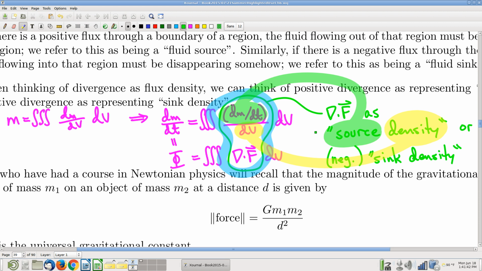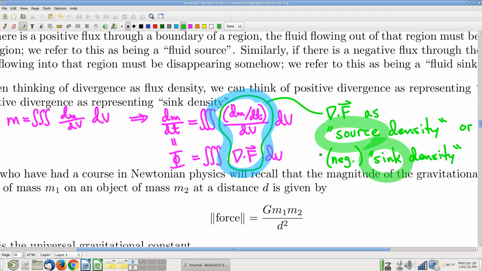So this is another term that you'll hear a lot: people will talk about field sources and field sinks. So sink is the opposite of a source. A source means stuff is being spontaneously created and spewing out in all different directions. A sink means that the fluid is flowing in towards some region and just kind of disappearing, like water going down a sink. Anyway, source density and sink density. So you'll hear these terms quite a bit, sources and sinks.